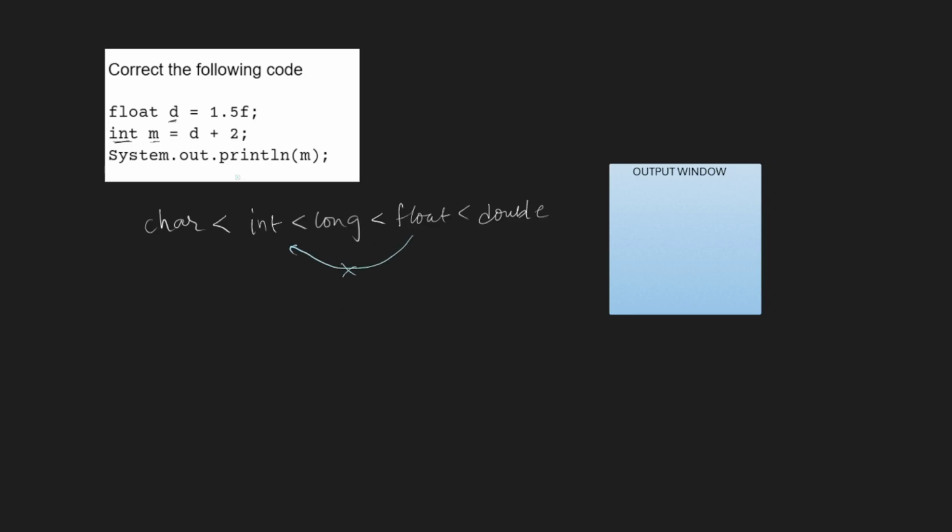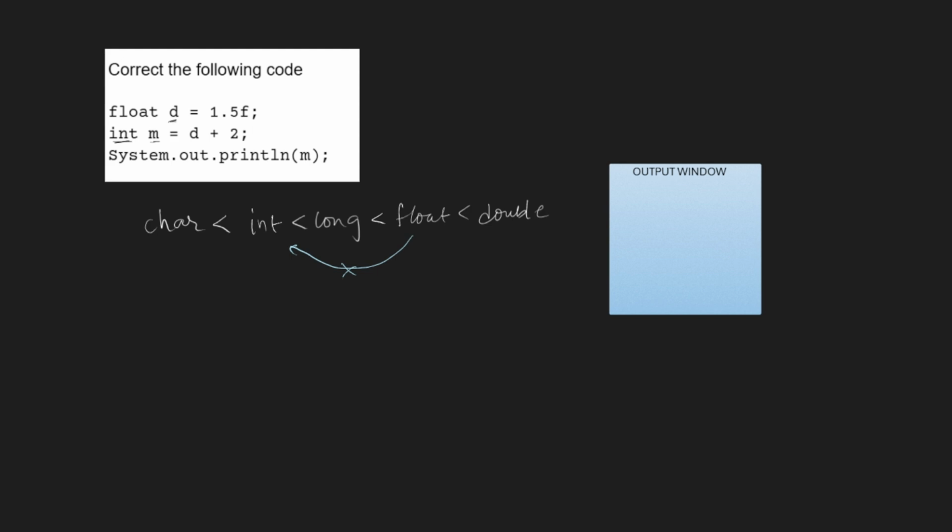And this is exactly what I'm trying to do over here. d is set to 1.5f. It's a float value. And when I'm trying to write this as int m is equal to d plus 2, Java cannot implicitly convert this float to an int. If I want to convert a float to an int, I'll have to use explicit type conversion. So here, if I want to correct this block of code, I'll just have to use explicit type conversion.